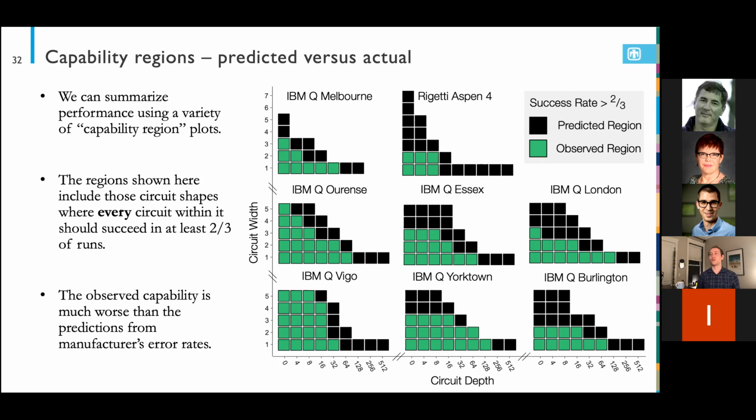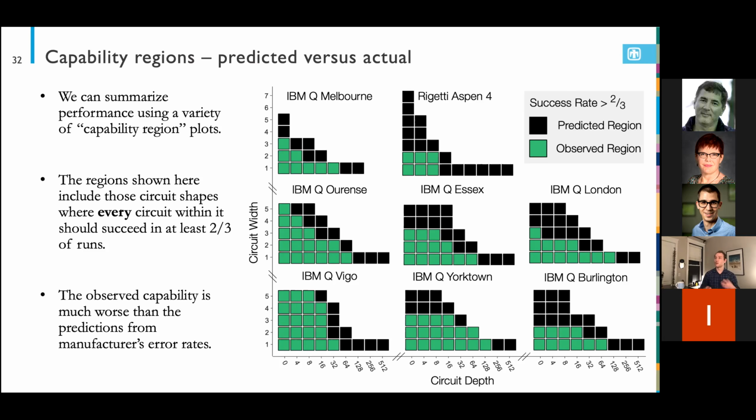And so we came up with what we call capability region plots. There's various different types of these plots that you can make. So here what I'm showing is the region. The green region is the region in which every circuit of that shape ran successfully in at least 2/3 of the runs, so the success probability of at least 2/3. And the black region is the prediction of what there should be according to the error rates. And so we're seeing that if you just use the error rates, you would have a very over-optimistic prediction for some of these devices.